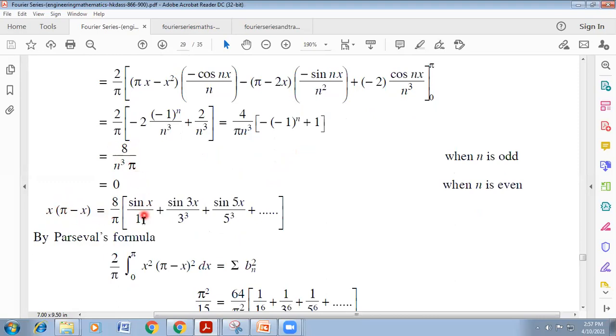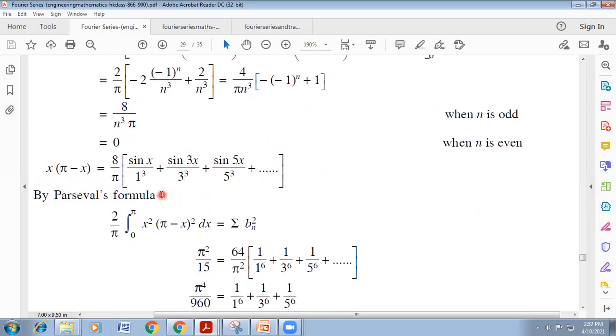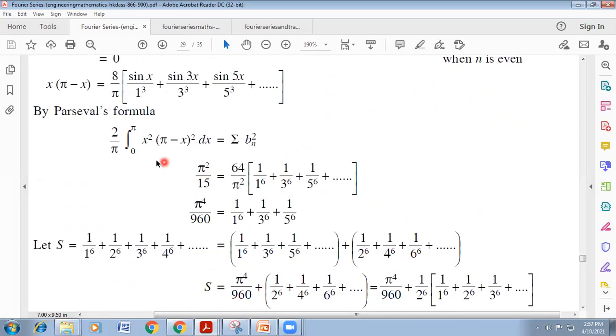Only for the odd series, sin x, sin 3x, sin 5x, all will exist, but for all even, that means sin 2x, sin 4x, sin 6x, sin 8x, all will be 0. Okay, so we get this from this series. Now by Parseval's identity, using the same procedure as for the cosine term, we get this one: integral of f of x whole square dx equal to summation bn square.